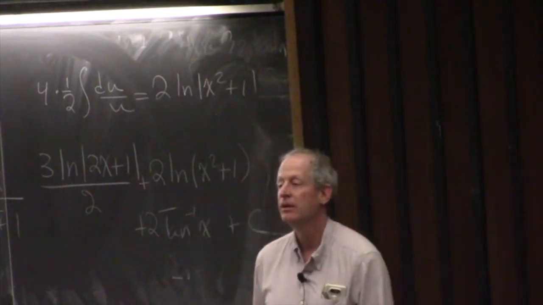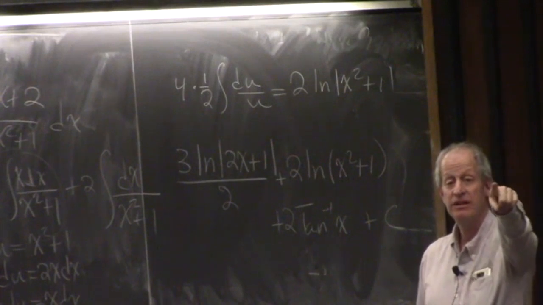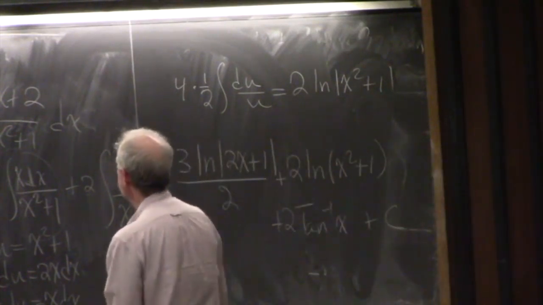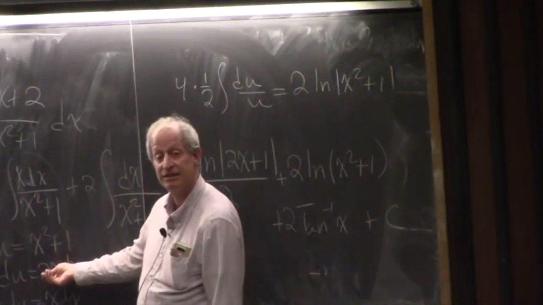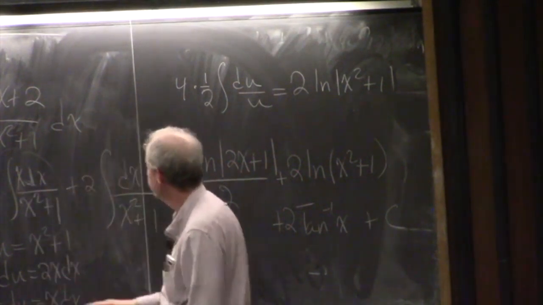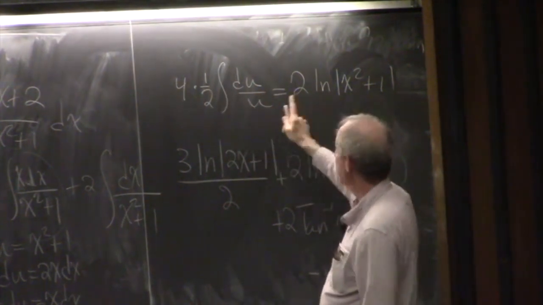Can you explain that last part? Where you did the u sub? Sure. Let u equal x squared plus 1. du is 2x. So when you substitute here, you've got x dx, so I need a half of du. So I get 4 times 1/2 du over u. 4 times a half is 2.